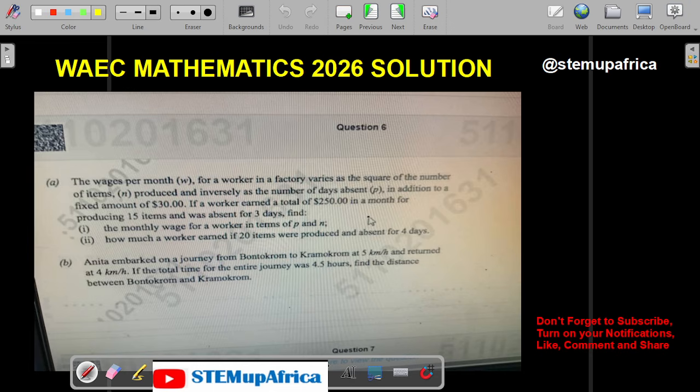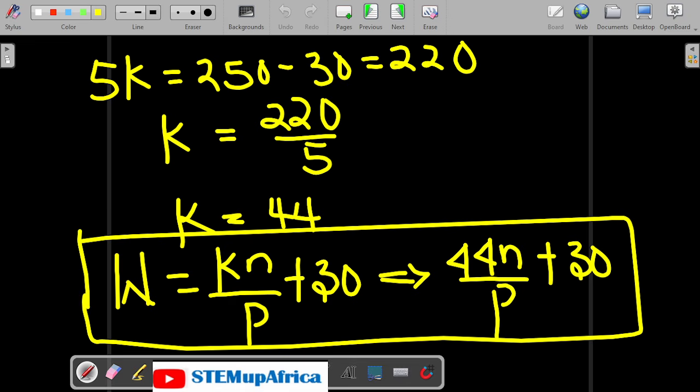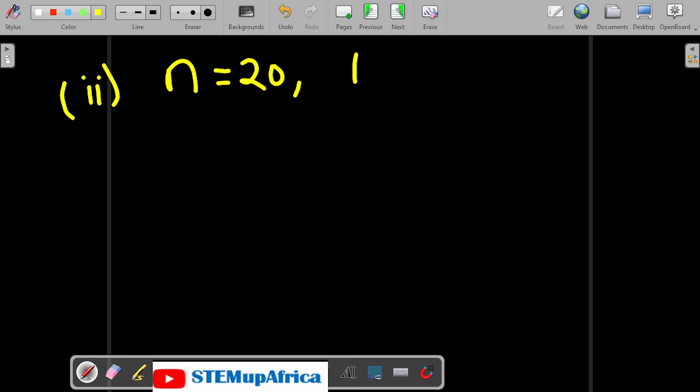Then Roman figure 2 says: how much would a worker earn if 20 items were produced and absent for 4 days? So the N now is 20, while my P is 4. Let's see the amount they will earn. The number of items produced now is 20 and it was absent for 4 days. So how much would they earn if that should happen?